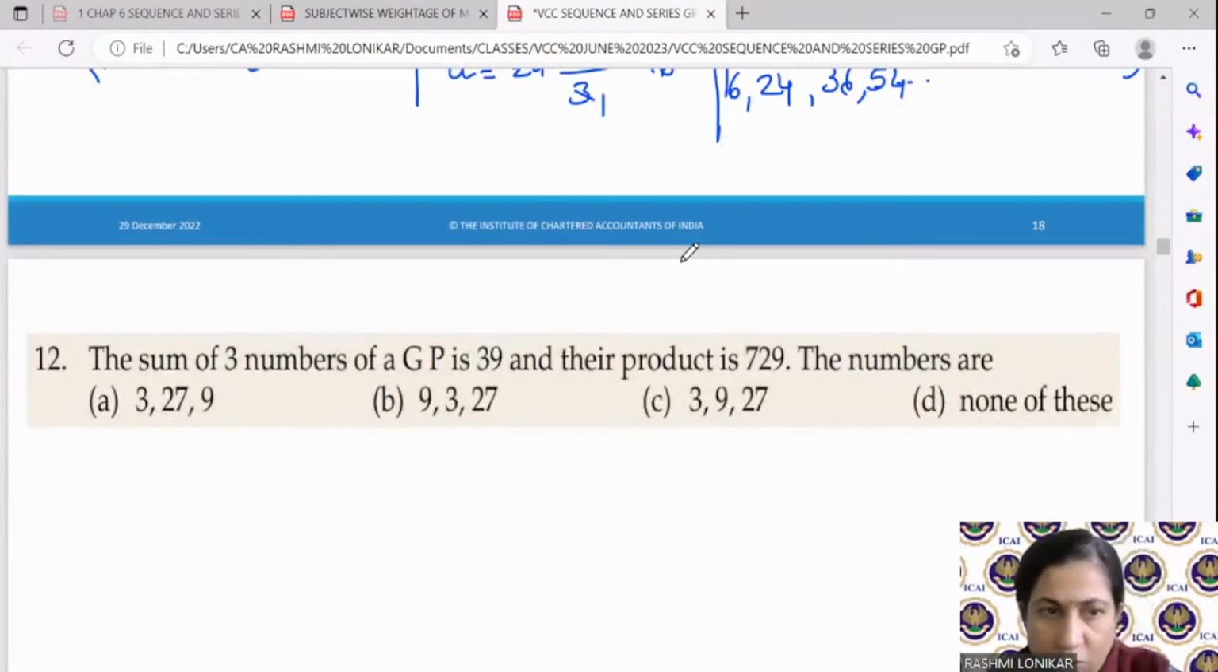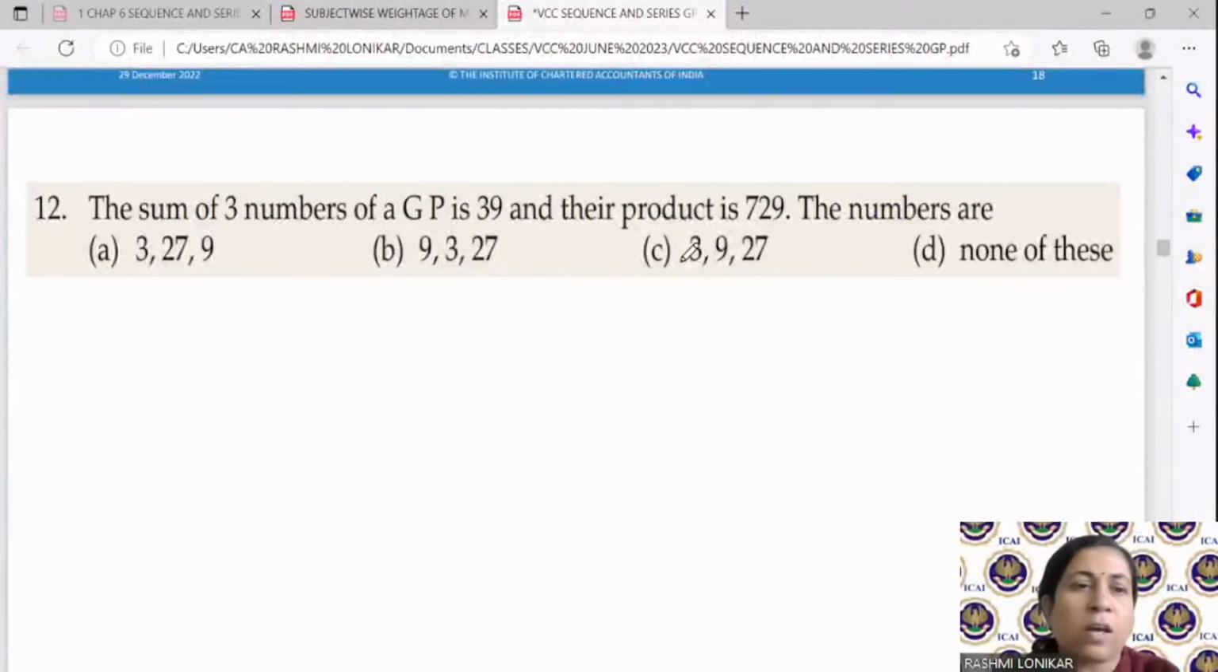Okay, let us go to the next sum, that is the 12th sum. Okay, now the sum of three numbers of a GP is 39 and the product is 729.